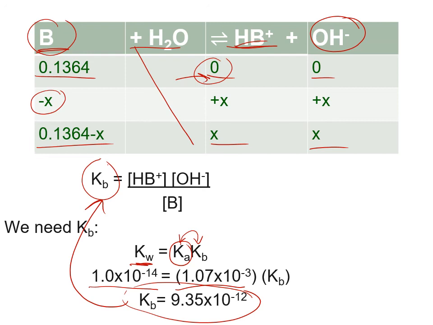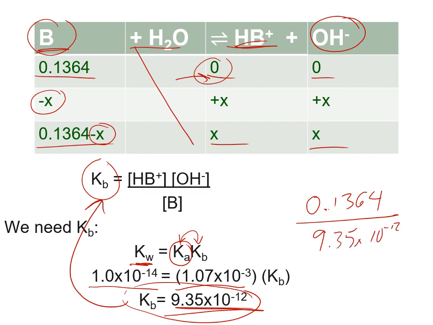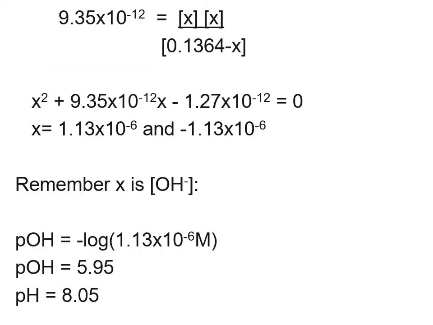Now, a quick thing with X here. We were talking about ignoring it earlier. Again, we can do the math and check to see whether we can ignore this. Looking at this Kb, we definitely can ignore it because if you take our 0.1364 and we divide by our Kb, 9.35 times 10 to the negative 12, you probably don't need a calculator to realize that that's going to work out to be much over 100. So that means that that X right there relative to 0.1364 is pretty small, so we could ignore it. I'll leave it in just for fun.